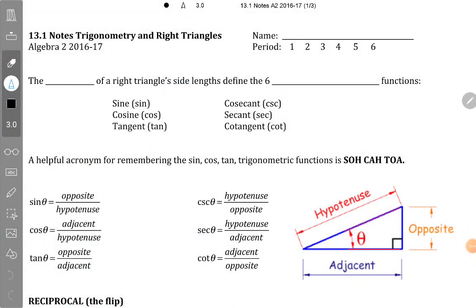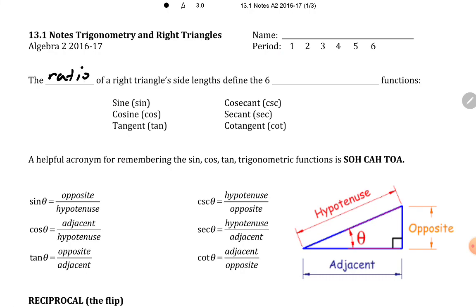In Algebra 2, we're going to be looking at trigonometry and right triangles. If you don't remember from your geometry, the ratios of a right triangle's side lengths define the 6 trigonometric functions. We have the sine, cosine, tangent, cosecant, secant, and cotangent.